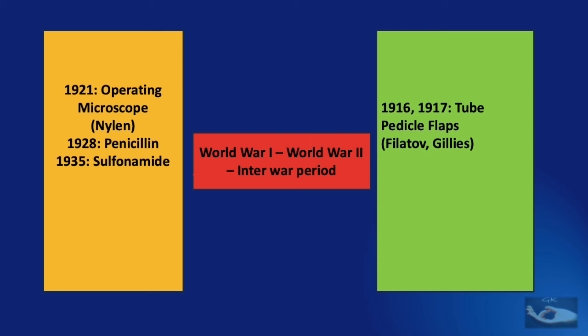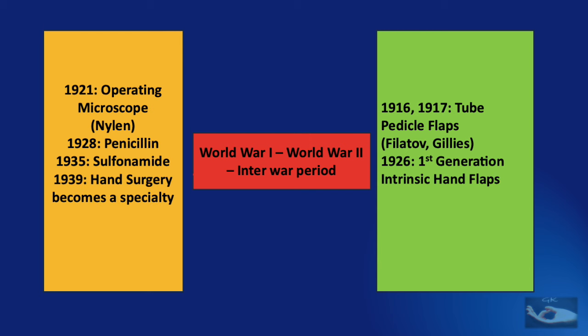Hand trauma caused by the new age of electric machines and tools of industrial work during the interwar period drove the evolution of a first generation of intrinsic hand flaps, that is, techniques of reconstruction that resided within the limited surface area of the hand itself. It was in 1939 when hand surgery became a specialty due to the pioneering work of Sterling Bunnell. This paved the way for further innovations in hand reconstruction.